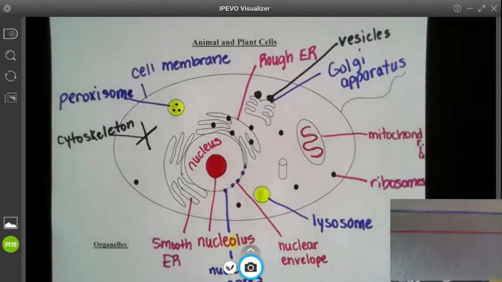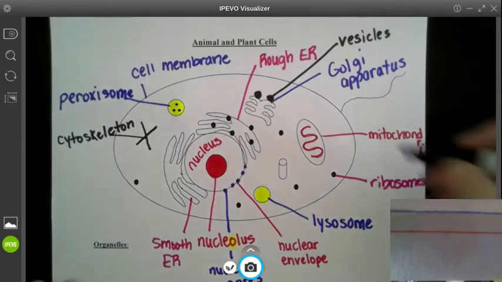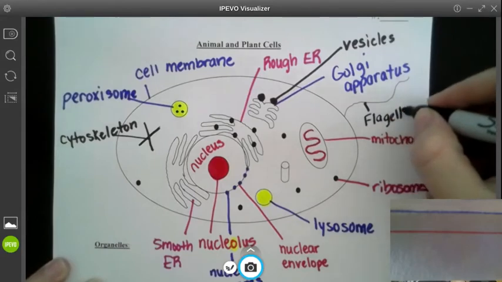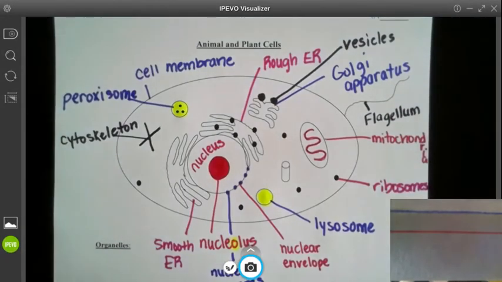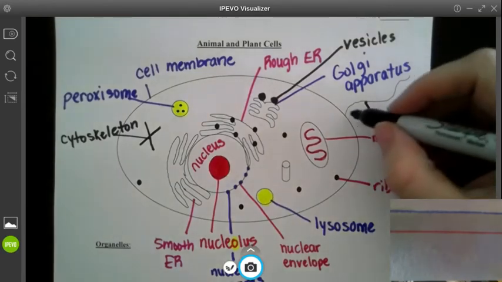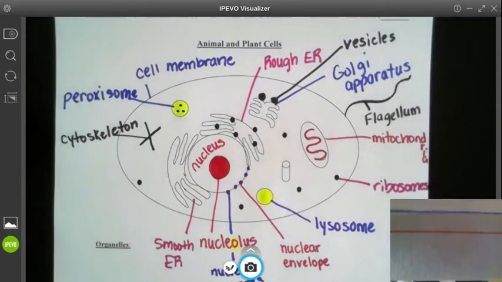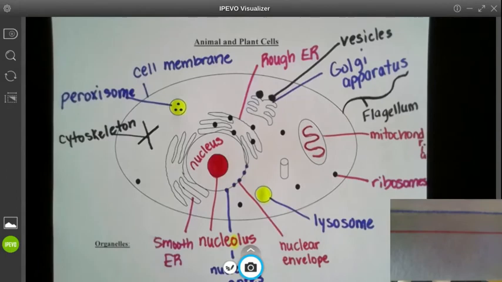One last structure. Oh, there's two. Two structures that are left. One, this is a flagellum. A flagellum is a long structure that's used for locomotion or movement. The human species only has one cell that actually has a flagellum on it. This is more important in single-celled eukaryotes such as euglena or amoebas and things like that. The only human cell that has a flagellum is the sperm cell.